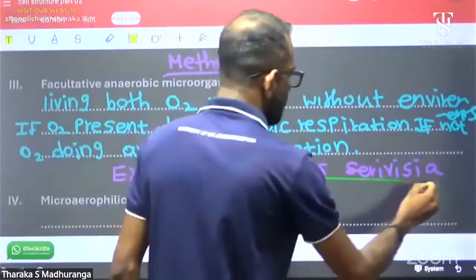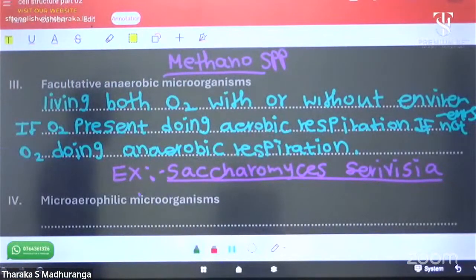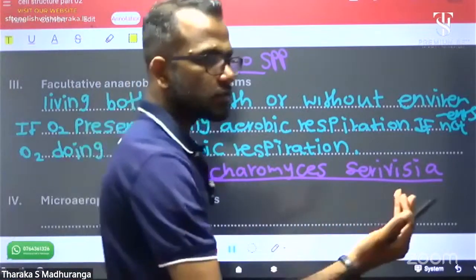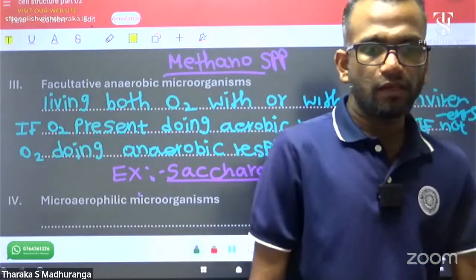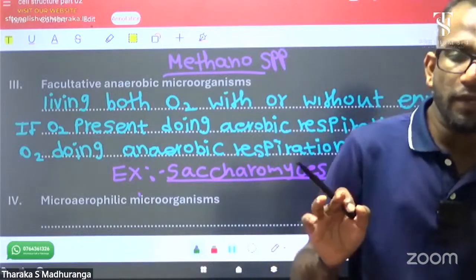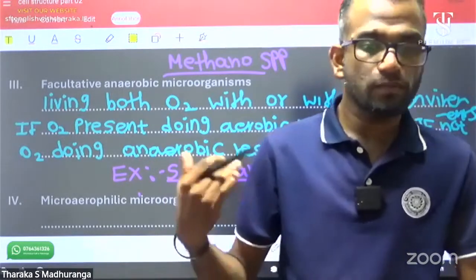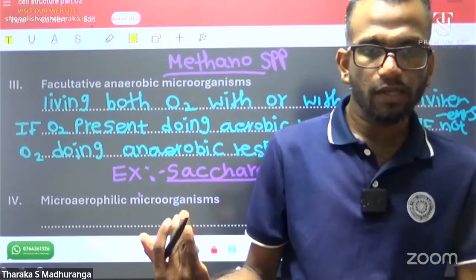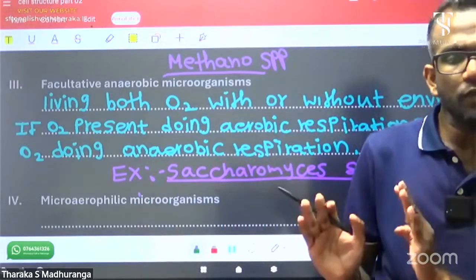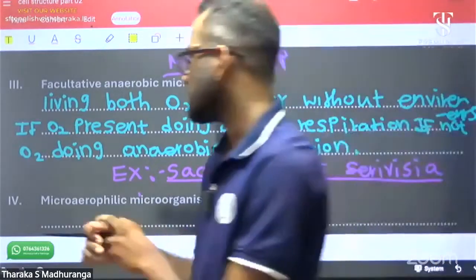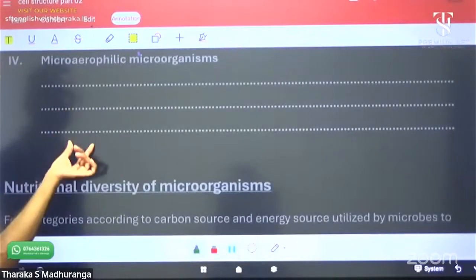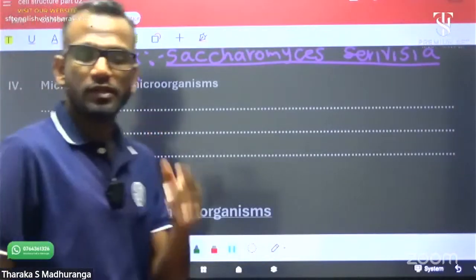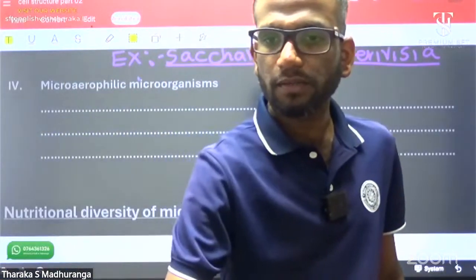You had drawn the line, right? Facultative anaerobic. They are living in both environments, no problem. Not like anaerobic. Anaerobic means the aerobic environment is toxic to them, right? But facultative anaerobic means both environments. Okay. What's the meaning of microaerophilic?